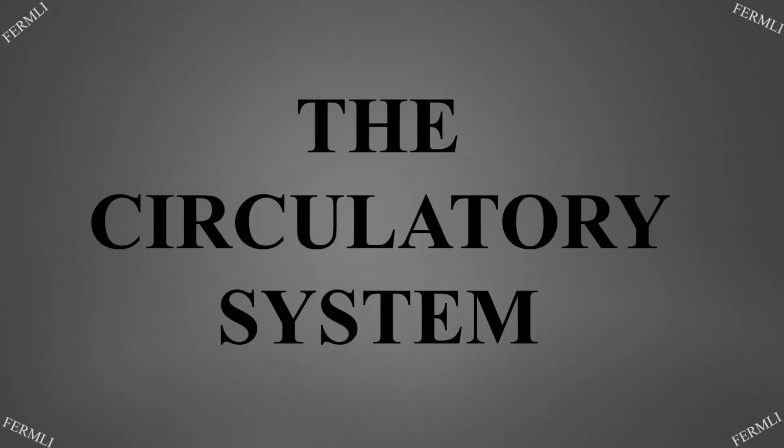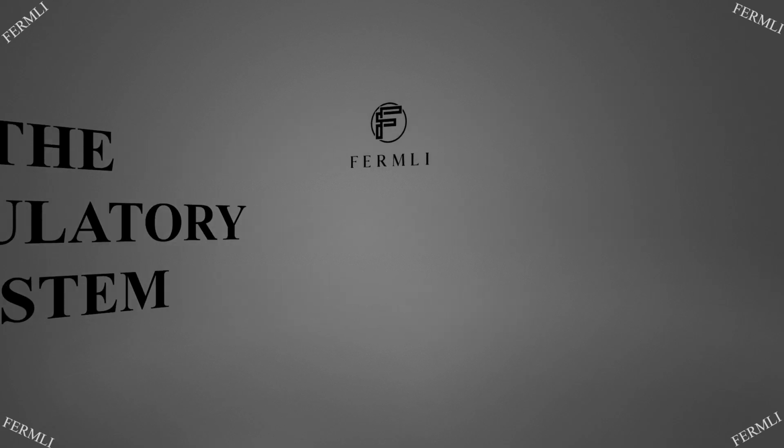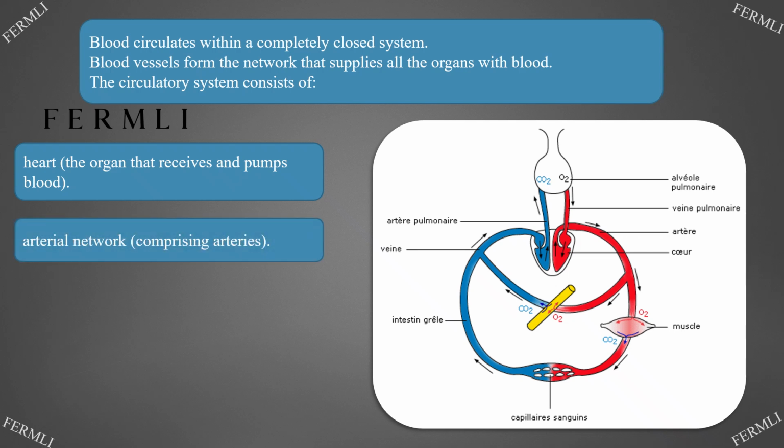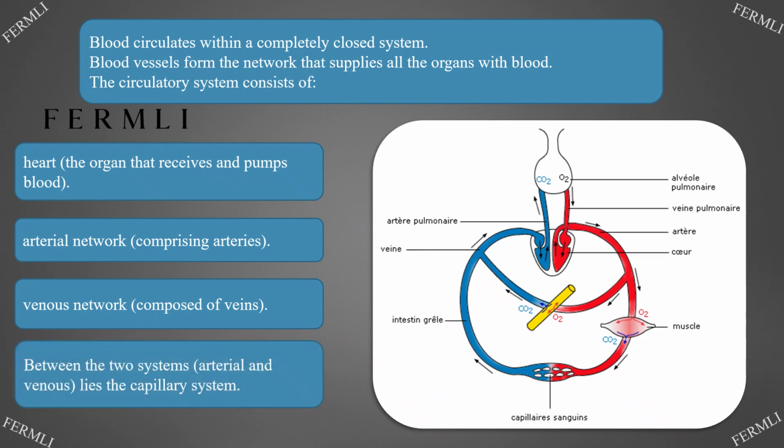The circulatory system. Blood circulates within a completely closed system. Blood vessels form the network that supplies all the organs with blood. The circulatory system consists of the heart, the organ that receives and pumps blood; the arterial network, comprising arteries; and the venous network, composed of veins. Between the two systems, arterial and venous, lies the capillary system.